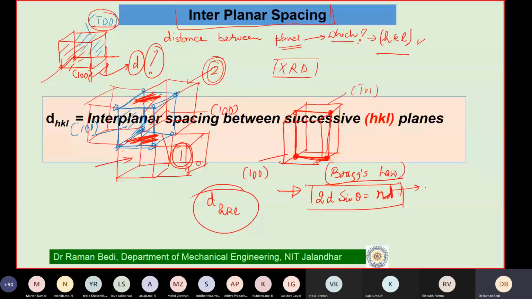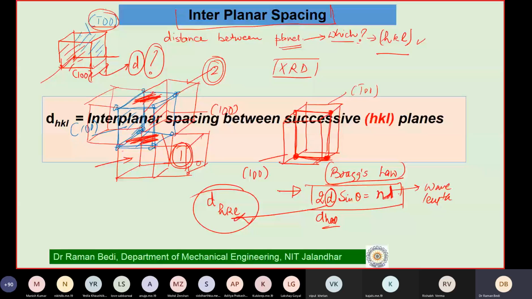This D happens to be the DHKL. This D is nothing but DHKL. So we will try to see later, once we understand the concept of DHKL, how we use Bragg's law to find out the interplanar spacing. Keep it in mind, interplanar spacing is constant for elements. So iron will have some interplanar spacing for HKL planes, maybe 111 planes or 100 planes.